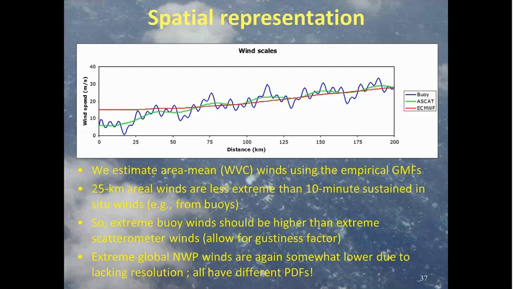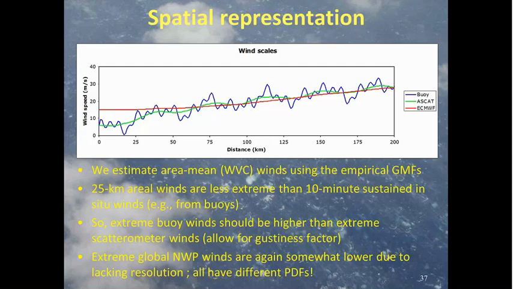And the plot here is actually showing a wind time series, which is measured at the buoy. And then it's assumed that the variability is affected by the mean wind along the buoy. So you can actually change the time scale into a space scale in distance. So that's how you get a buoy series as a function of distance. And then you can average it over 25 kilometers to simulate the ASCAT footprint. So then you get the green line.